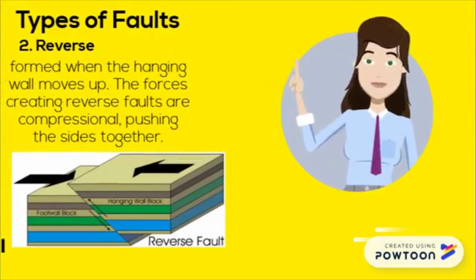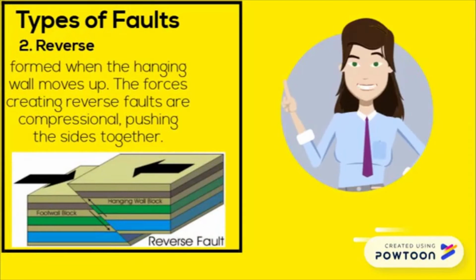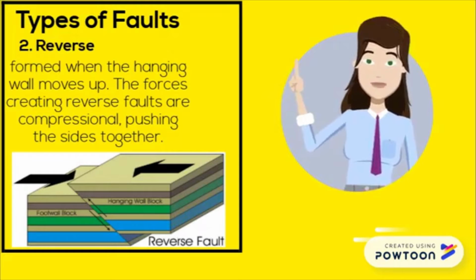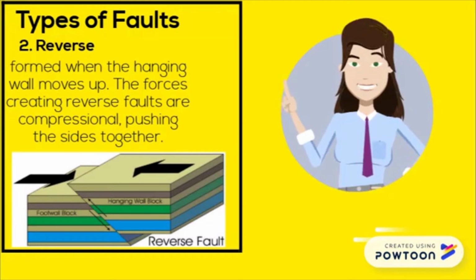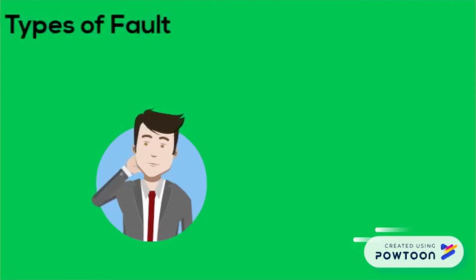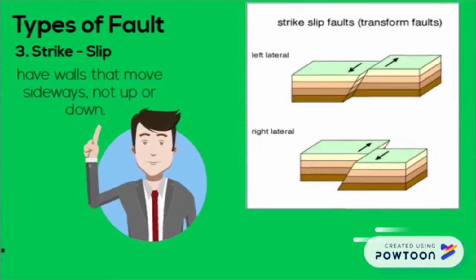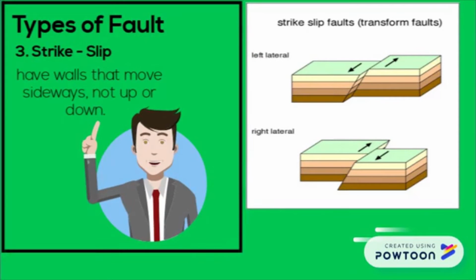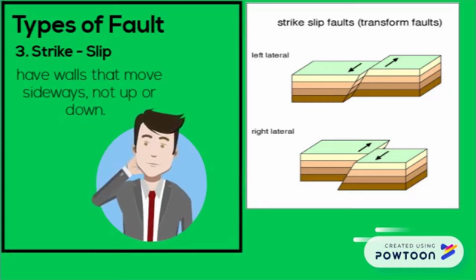Reverse. Formed when the hanging wall moves up. The forces creating reverse faults are compressional, pushing the sides together. Strike slip. Have walls that move sideways, not up or down.